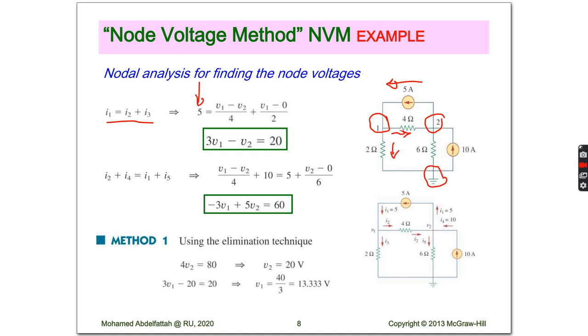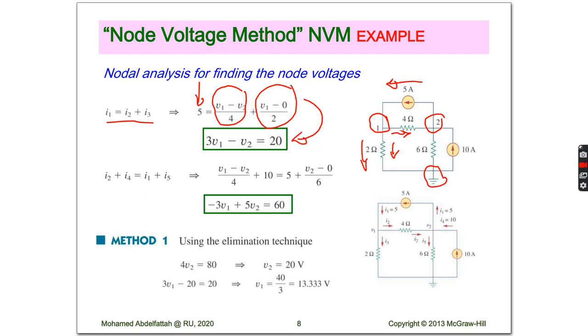The first current goes to the right from node 1 to node 2, so the potential difference over the resistance is V1 minus V2. We consider the current leaving, because the current flows from the higher voltage node to the lower voltage node. So V1 minus V2 over the resistance in that branch. And then we go to the current to ground through the 2 ohm resistor: V1 minus ground over the resistance of 2 ohms. Then simplify the equation.